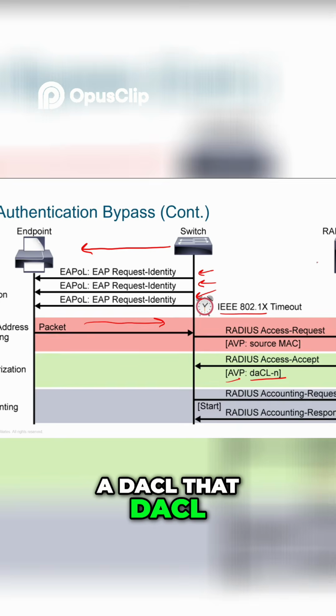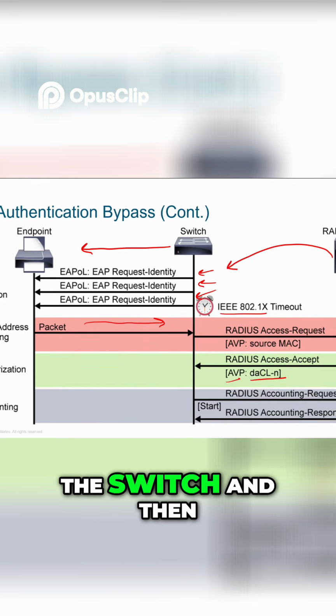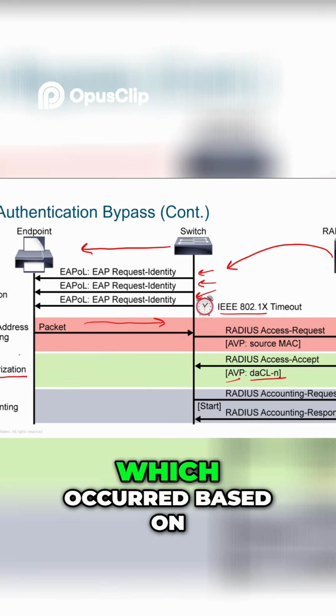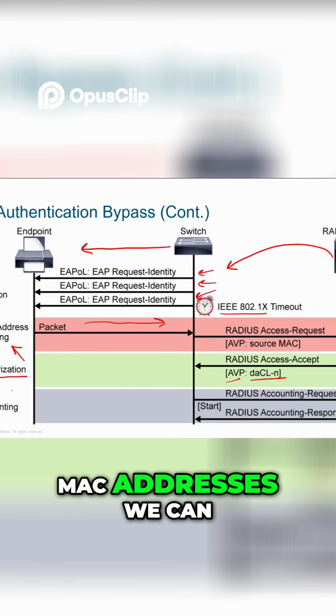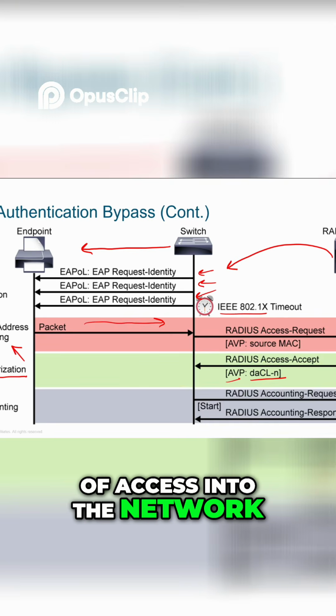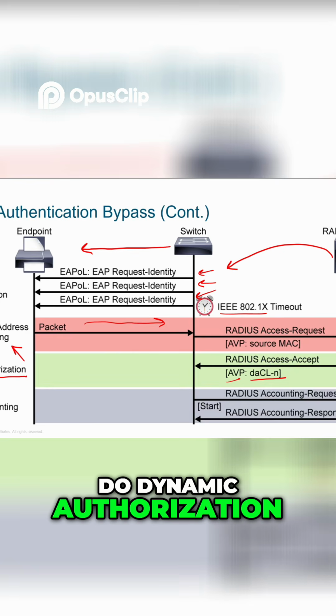That DACL would be downloaded. It gets pushed from your RADIUS server down to the switch and then applied to this port. So after the authorization, which occurred based on MAC addresses, we can allow a greater level of access into the network. See how that failback occurred, but we still were able to do dynamic authorization?